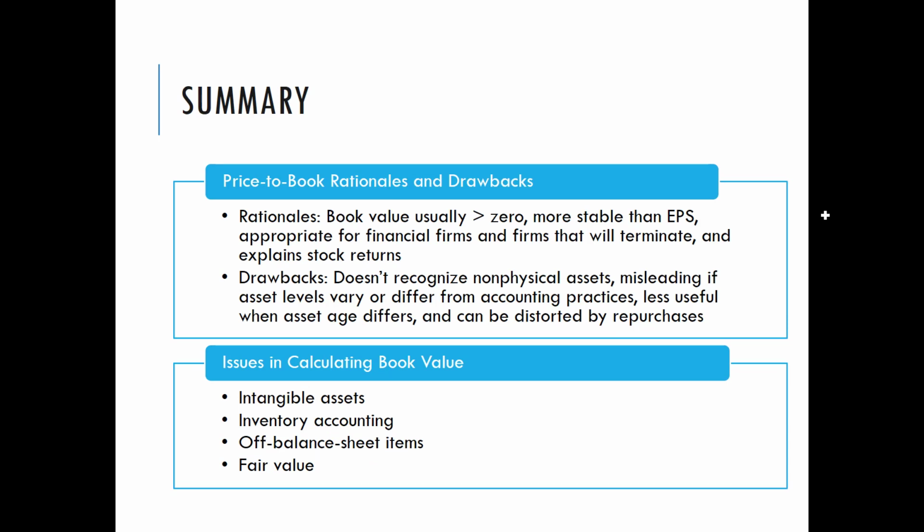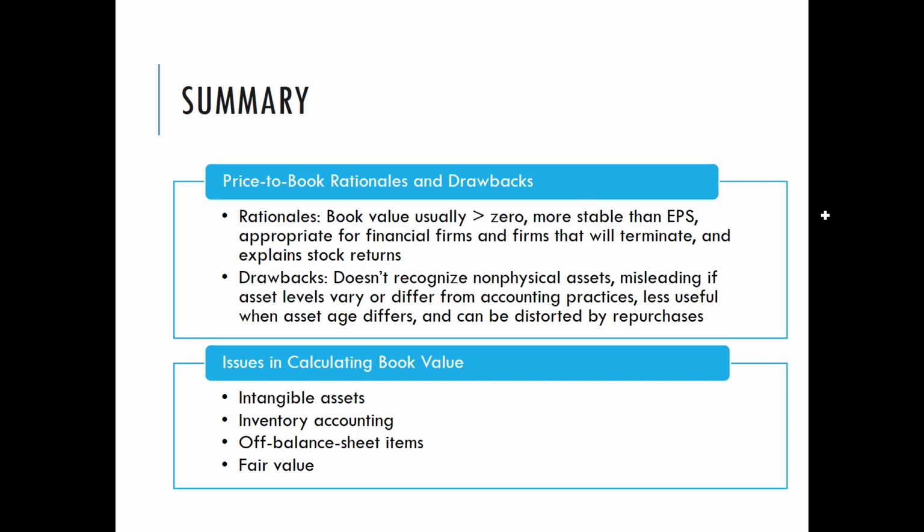We also talked about price to book value ratios and multiples. And again, price to book value ratio is generally good when the earnings per share is negative, so you can't use a price to earnings multiple, because book values are almost always positive. They tend to be stable, and they are also very useful for firms that will terminate, in which case they don't actually have any forecasted future earnings.